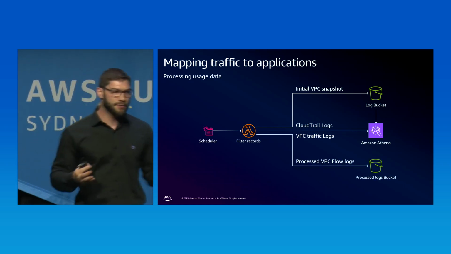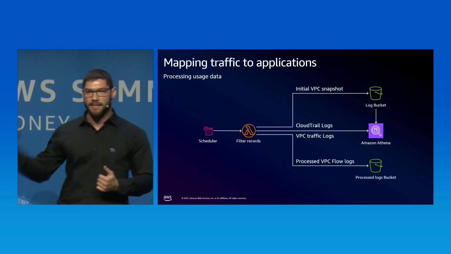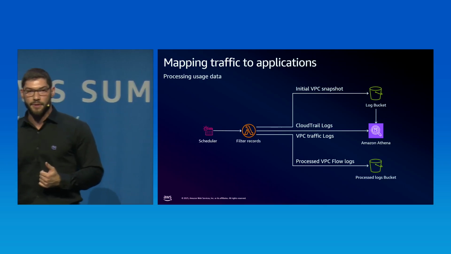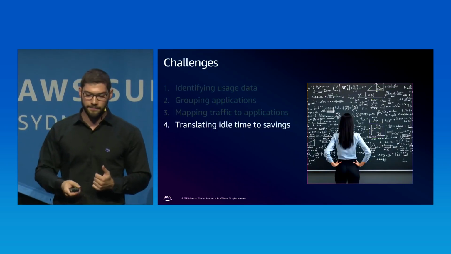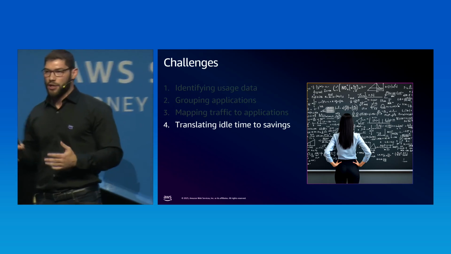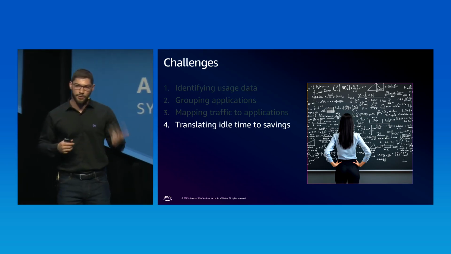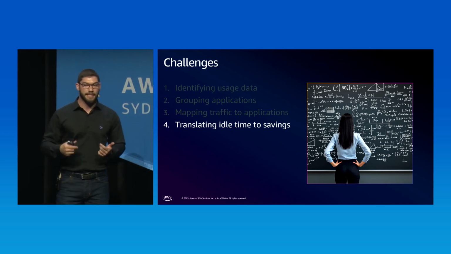Once we processed these records, we were able to save them back into S3, so we could display them to the user, as well as do some further processing. And this was the final challenge that we had of the application. Once we've got the usage logs, how do we actually translate that to savings?